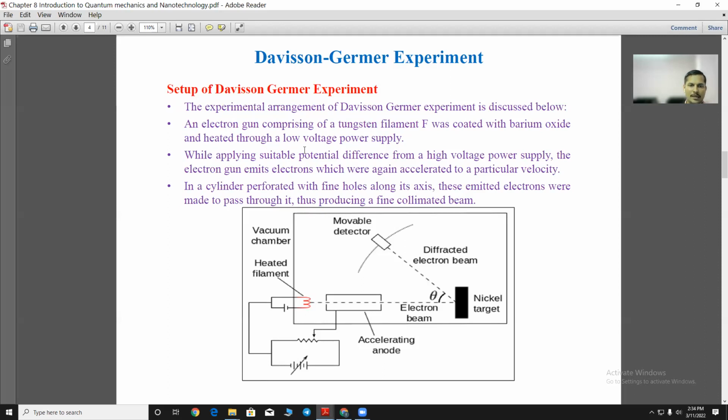We are heating that with a low voltage power supply. What happens while applying a suitable potential difference from a high voltage power supply? The electron gun emits electrons which were again accelerated to a particular velocity. Next, in a cylinder perforated with fine holes along its axis, these emitted electrons were made to pass through it, thus producing a fine collimated beam. So here, what exactly are we doing? So this is the construction part of that instrument.